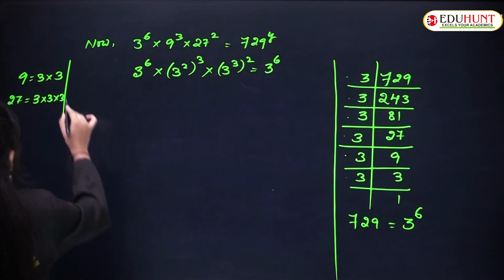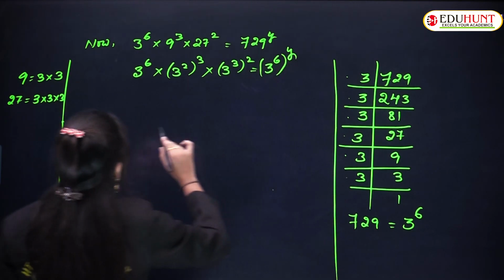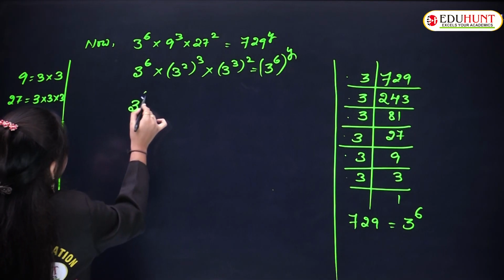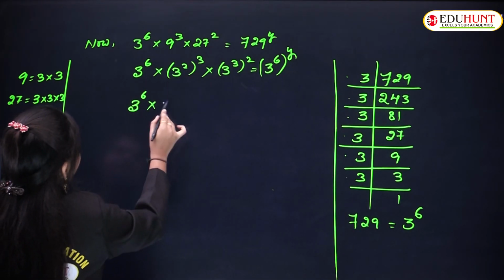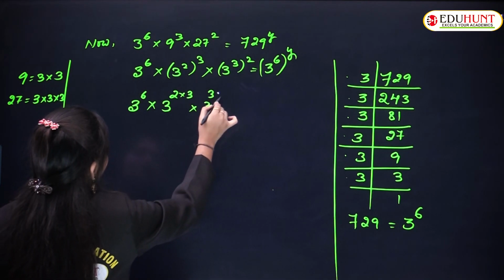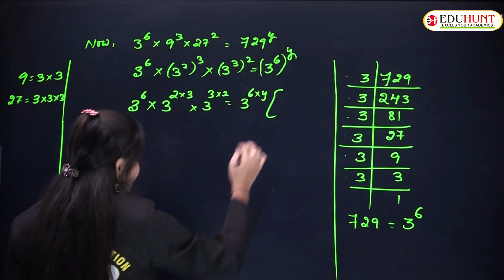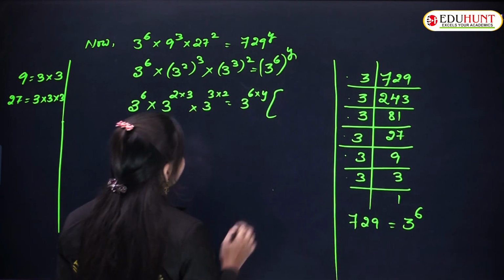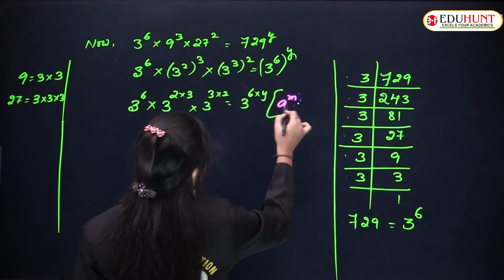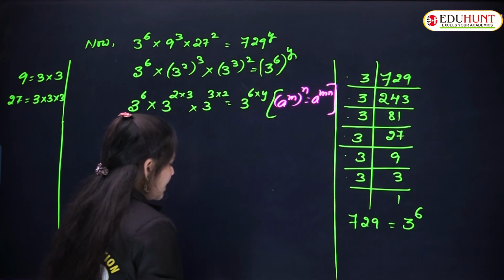Just substitute that, 3 power 6. Now here 3 power 6 whole power y. Again we have to apply the same formulas. 3 power 6 into 3 power 2 into 3 power 3 into 2 is equal to 3 power 6 into y. Which formula did we apply here? Again we applied the formula a power m whole power n is equal to a power m into n.